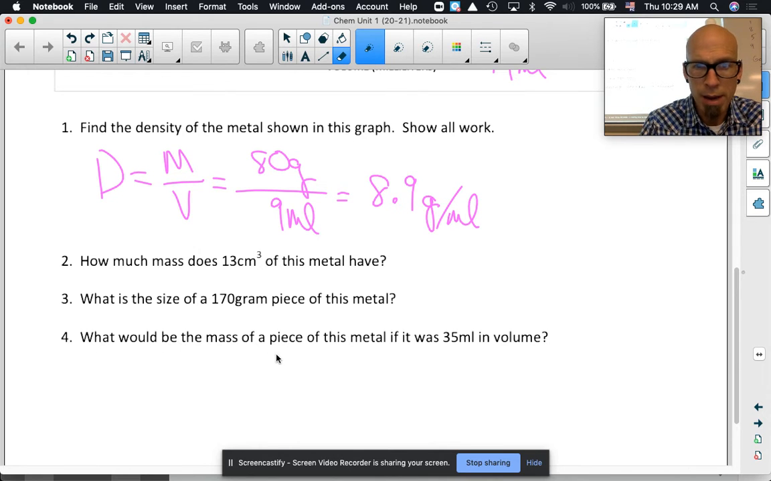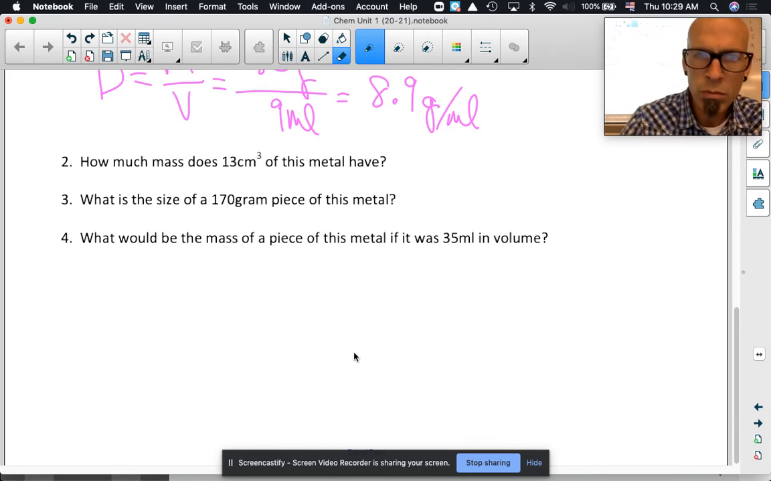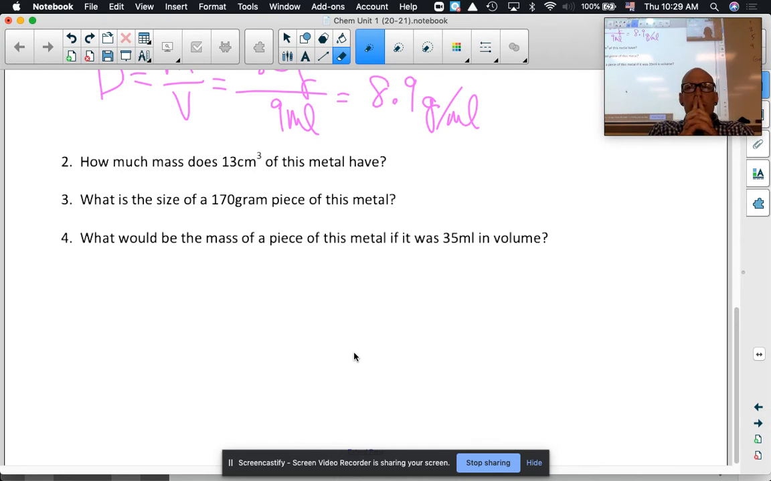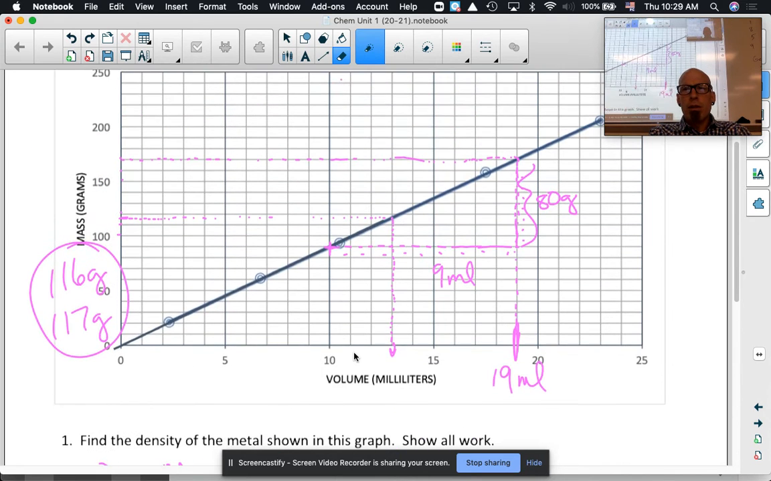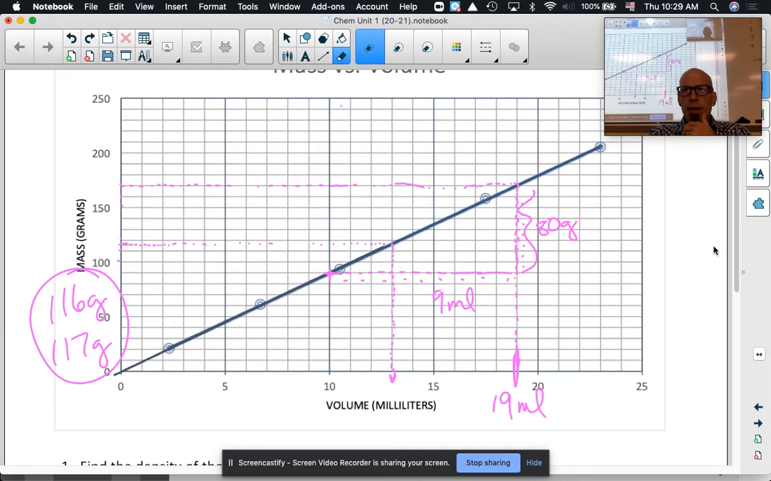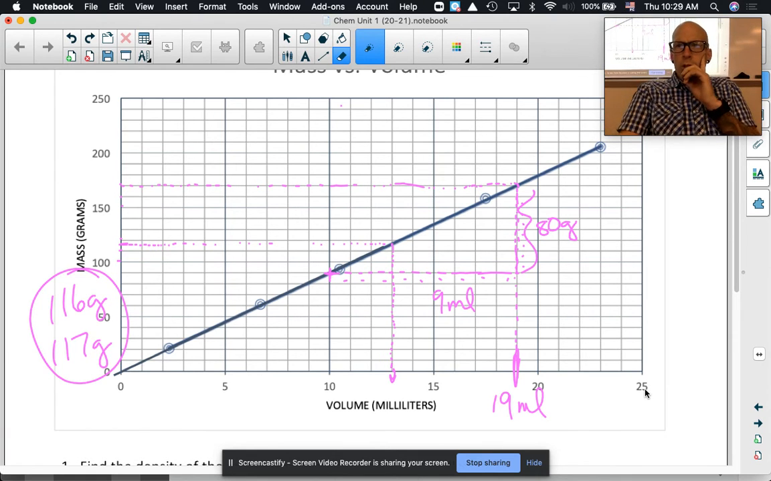So what would be the mass of a piece of this metal if it was 35 mLs in volume? What do you do with that? Is 35 mLs on the graph? Can I go to 35 mLs and then find out how massive that is? I hope you're seeing that doesn't work. You can't do that. You can't see 35. That's way off the screen here. So we can't read this off the graph. So how can we figure this out?